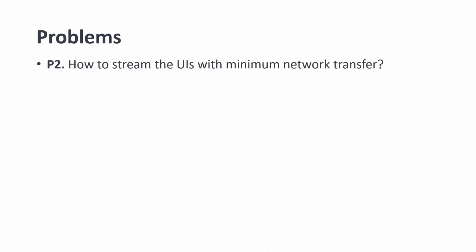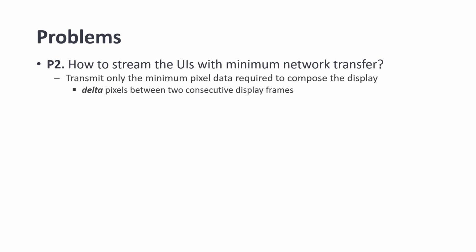Our second problem is how to stream the UIs with minimum network transfer. For resource efficiency and high quality streaming, FluidXP minimizes the network usage. To this end, FluidXP aims to transmit only the minimum pixel data required to compose the display, which is the delta pixels between two consecutive display frames.